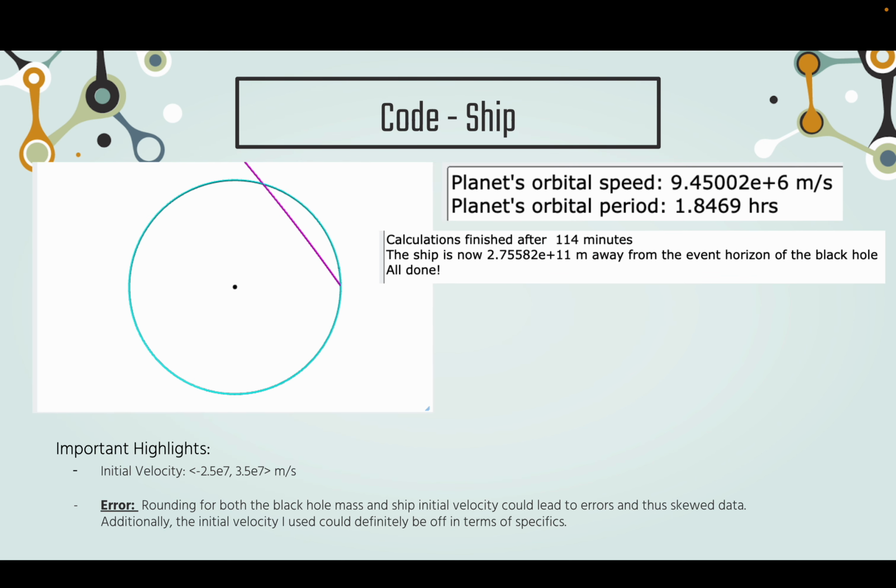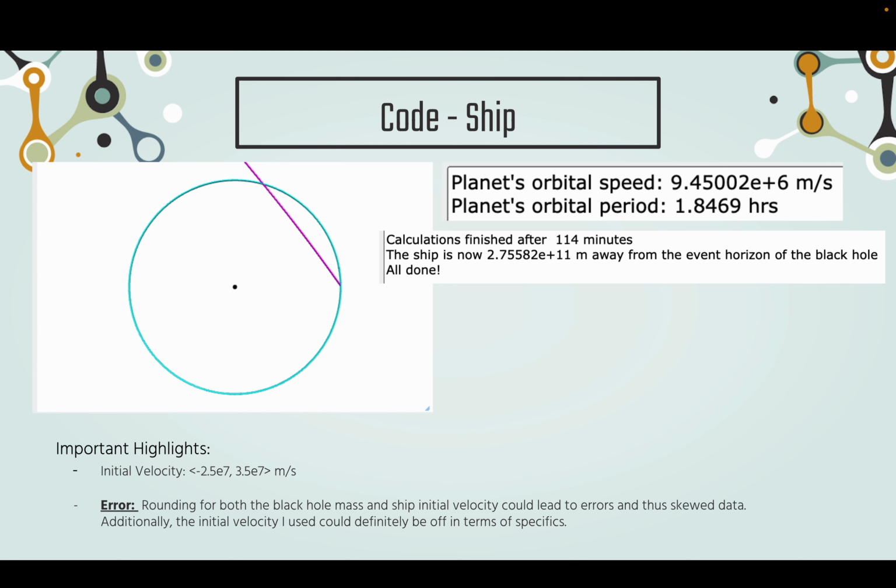Here are the results of my ship code. The planet's orbital speed is given as 9.45 plus or minus 0.002 times 10 to the 6 meters per second, and its period is 1.8469 hours. It was 2.75582 times 10 to the 11 meters away from the black hole. Thus, the initial velocity conditions of minus 2.5 times 10 to the 7 for the x component and 3.5 times 10 to the 7 for the y component are satisfactory.